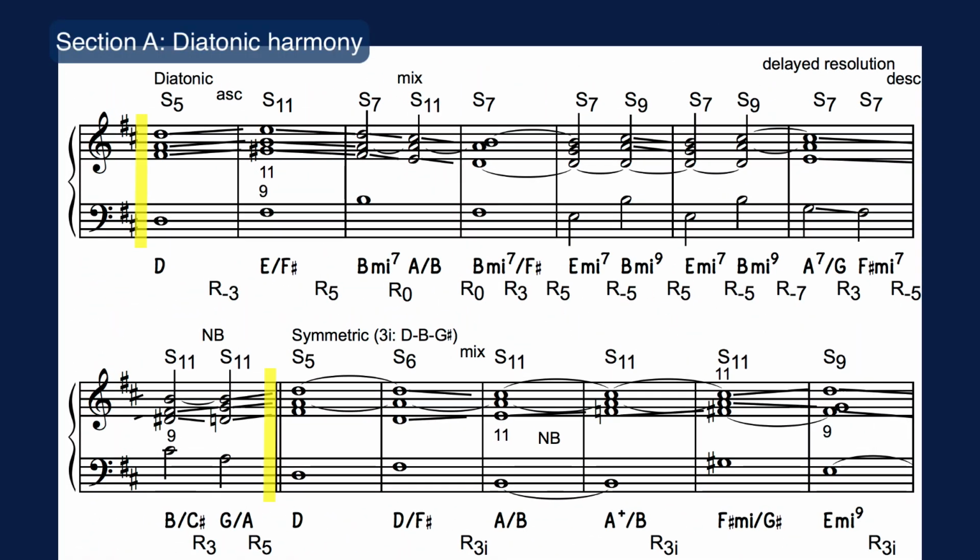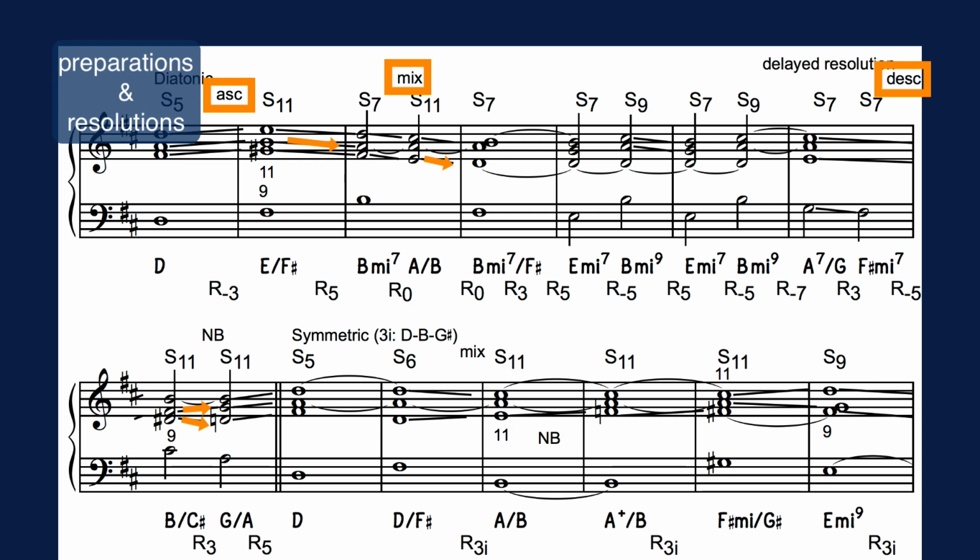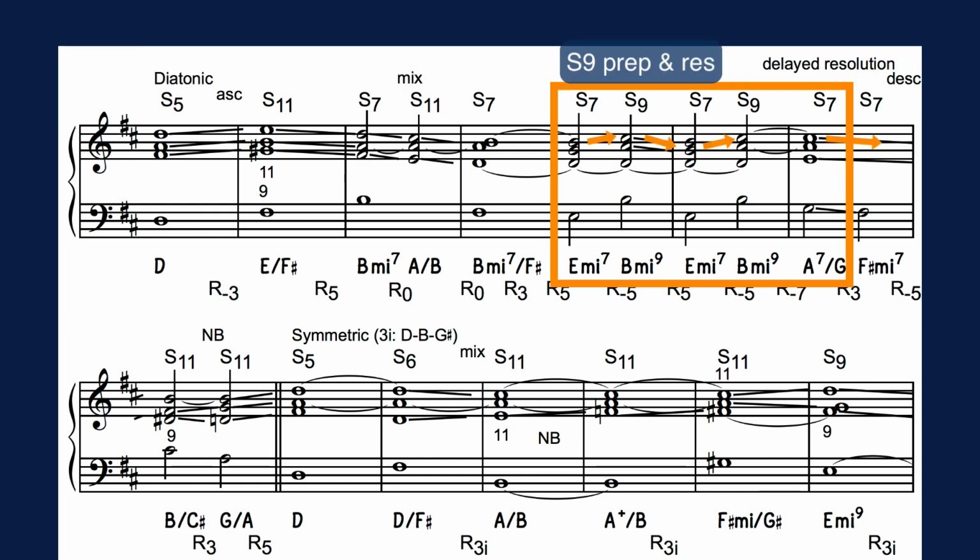The diatonic opening section is 8 measures long and contains 4 11th chords. There are various preparation and resolution mechanisms. In measure 2, all dissonant functions descend, while in measure 3 there is delayed resolution of the 7. The S7 to S9 chords in measure 5 are repeated, followed by a delayed resolution.